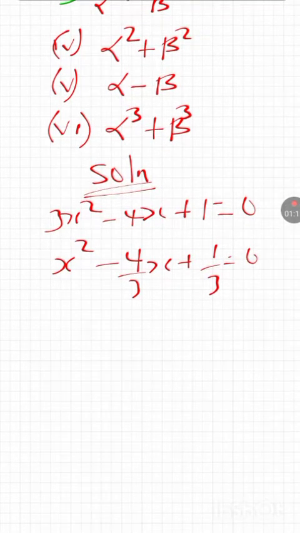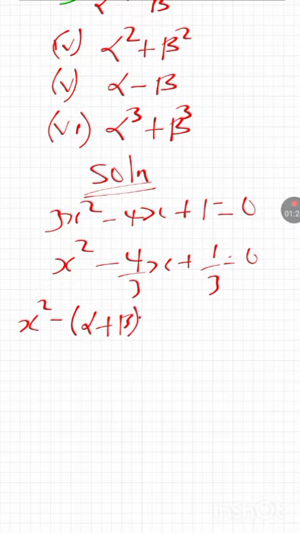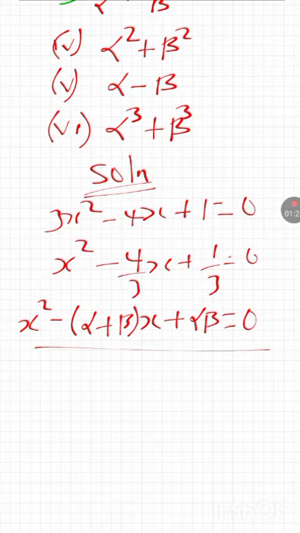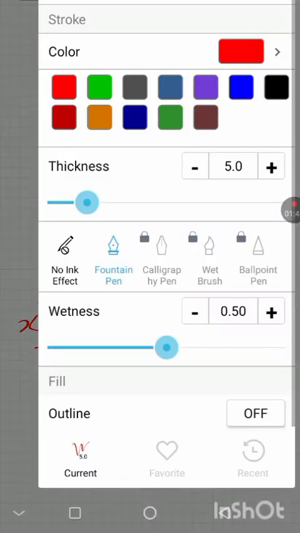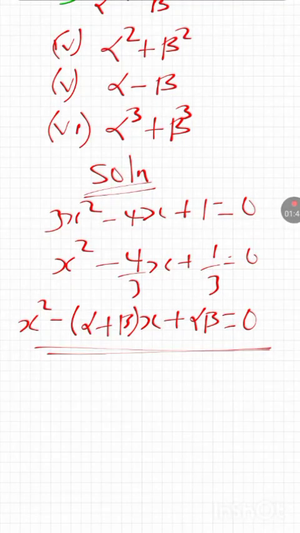Now we are going to compare this equation with x squared minus sum of roots x, then plus alpha beta is equal to 0. Now this is the general form of every quadratic equation, how to write a quadratic equation from the roots of the quadratic equation: x squared minus sum of roots x plus product of roots. Now let's continue and solve each of the questions.